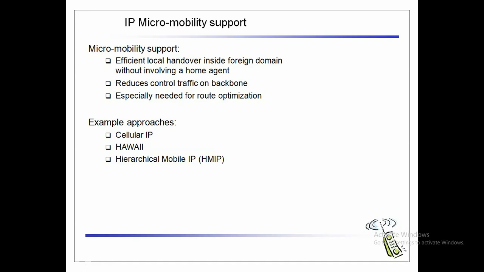A mobile node moving between adjacent cells will temporarily be able to receive packets via both old and new base stations. Another example related to micro mobility support is Hawaii.